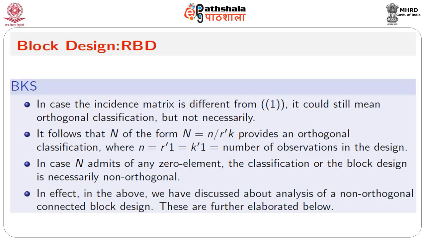Okay. In case capital N admits of any zero element, the classification or the block design is necessarily non-orthogonal, because capital N of the form ri kj by n can never admit of any zero value. Whenever you have got some zero element in the matrix capital N, you can immediately conclude that the design is non-orthogonal. Okay. In fact, in the above, we have discussed analysis of a non-orthogonal connected block design. These are further elaborated below.